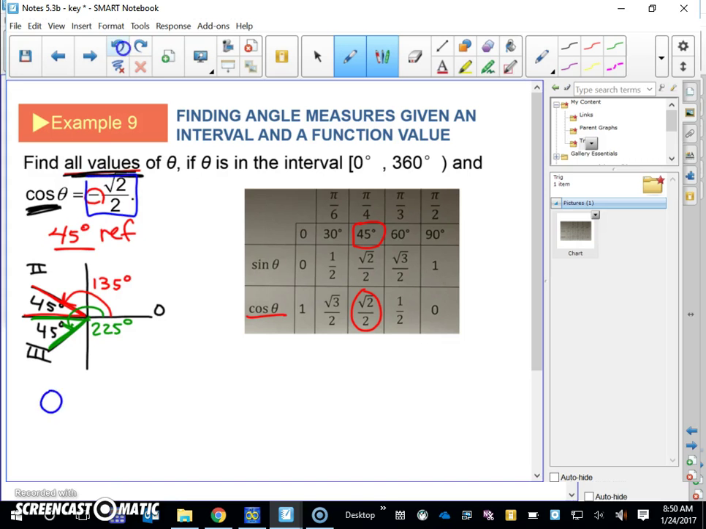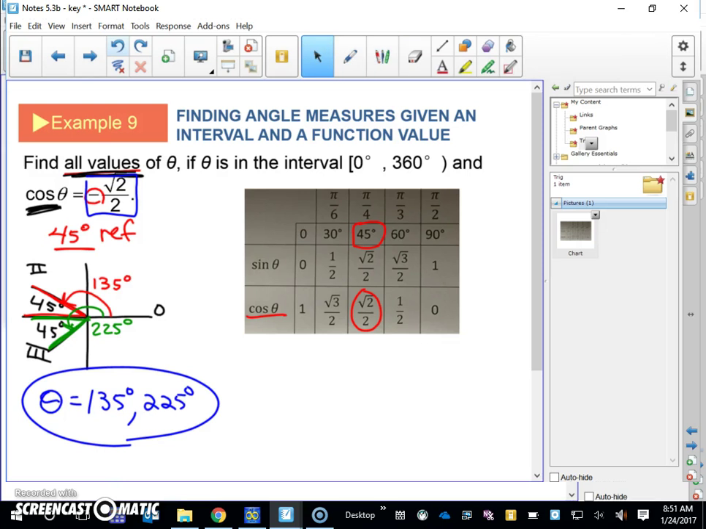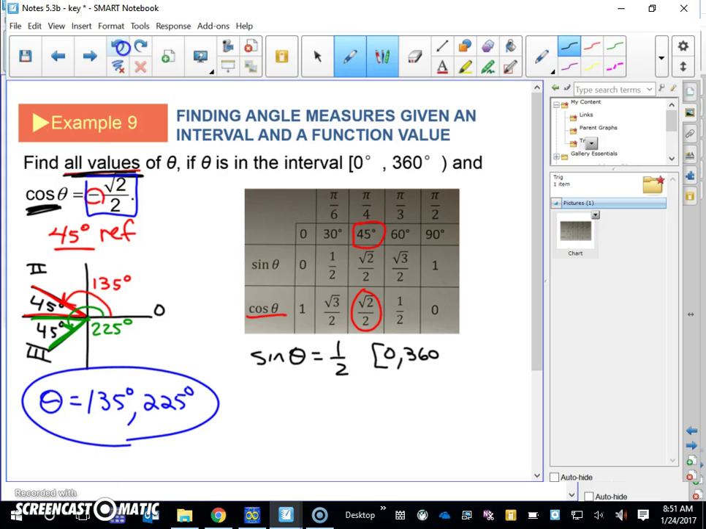Well, that's going to be 135 degrees and 225 degrees. That's a big deal. So I want to do another example of that, just because I think it's important. Let's do the same thing if it was sine theta equals 1/2. Let's just say sine theta equals 1/2, and we would have to be inside that interval from 0 to 360.